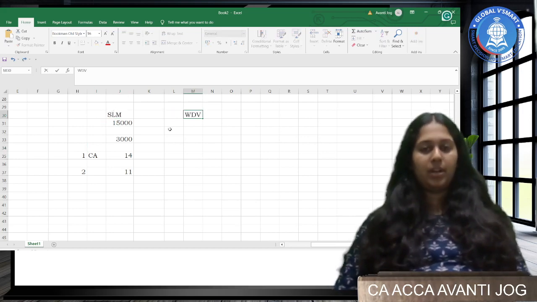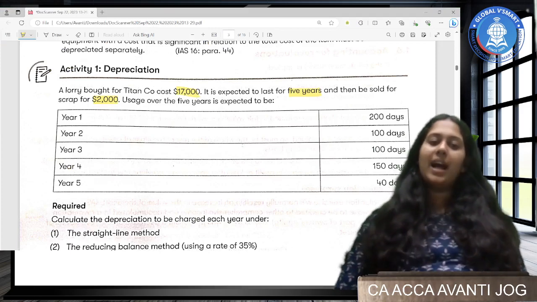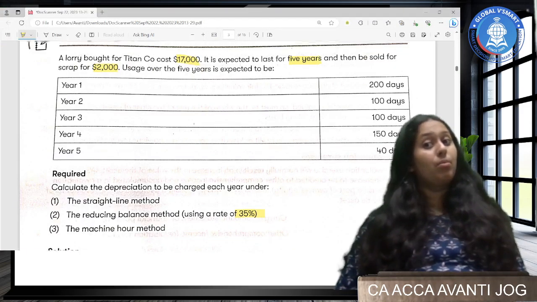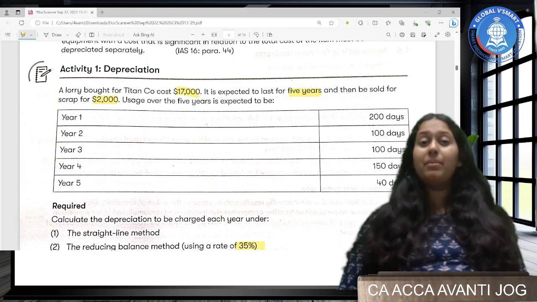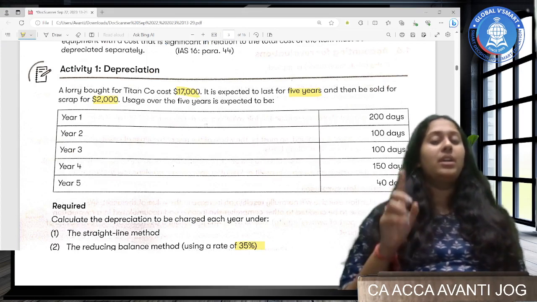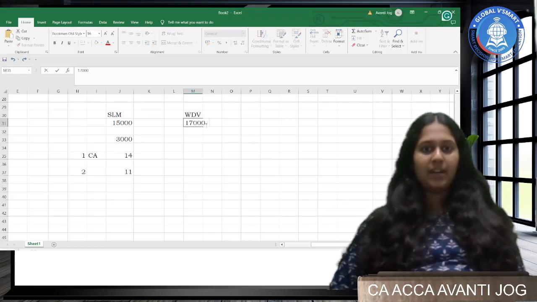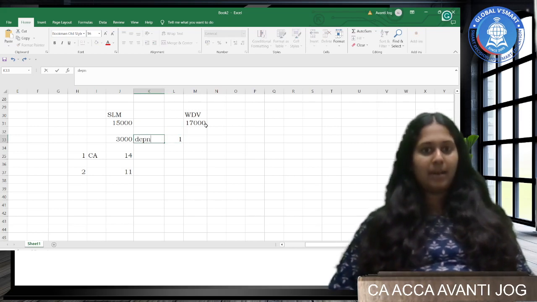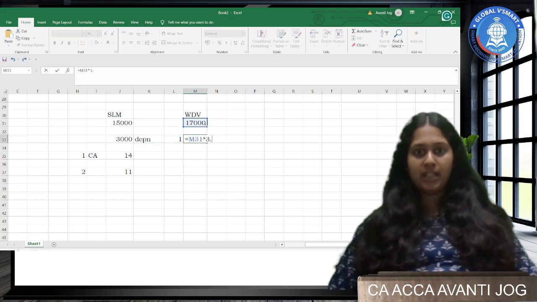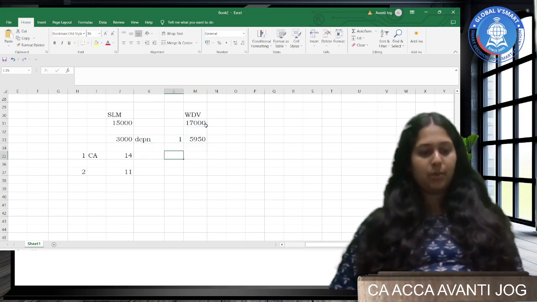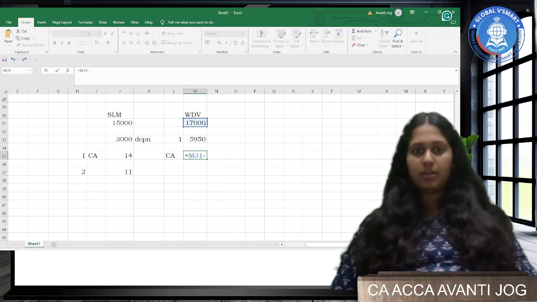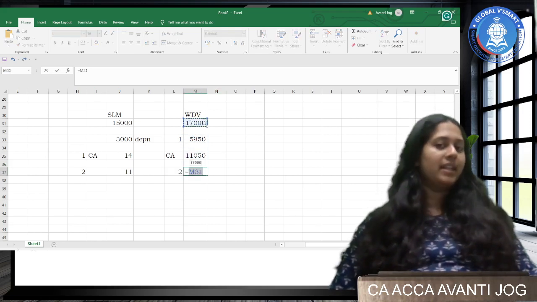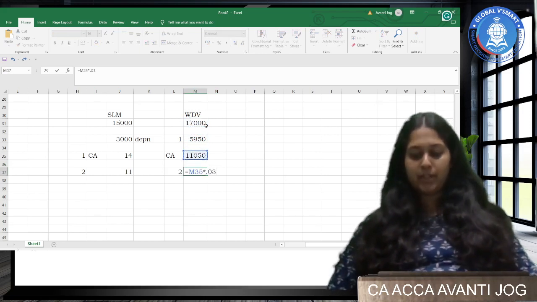Now let's see how would WDV work. Okay, so with WDV, what I will do is, I will do the reducing balance and they have given a percent of 35%. In WDV, calculating the carrying amount is more important. SLM may be calculate karna hai, but WDV might is more important. One caution to take care in WDV is we don't deduct the scrap value at the first. So pay attention. 17,000 is the original value. Okay. In the first year, depreciation will be 17,000 ka 35%, which is 5,950, and hence the carrying amount I do 11,050, correct?